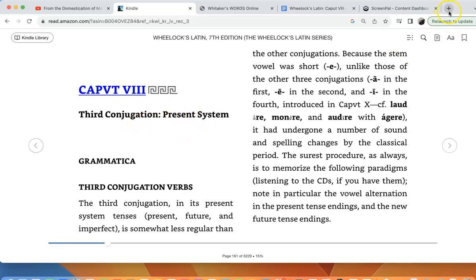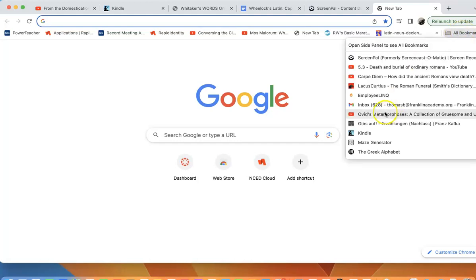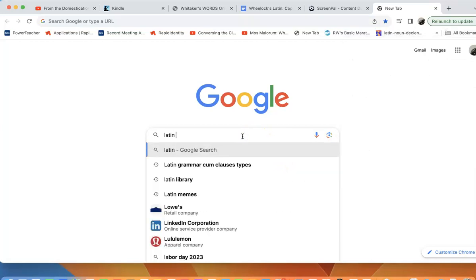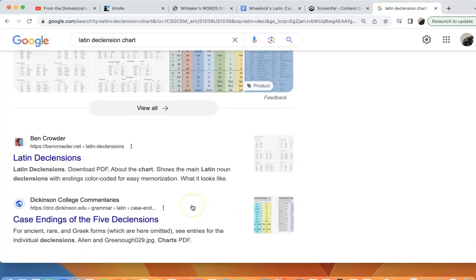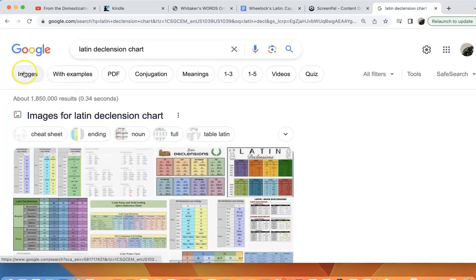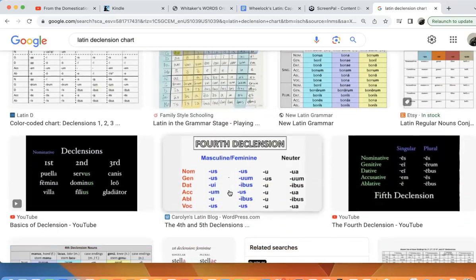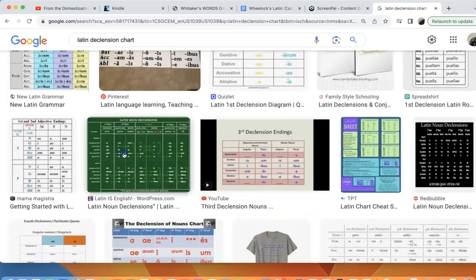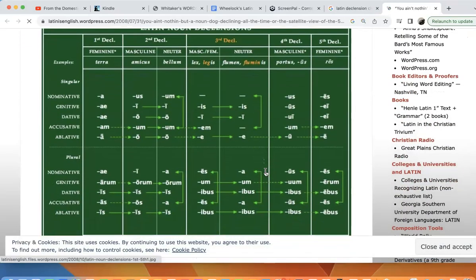In fact, let me pull up our declensions. Let's see, where is that? It's not in here. Let's see. Images. There she is. This is the one that I prefer to use right here.